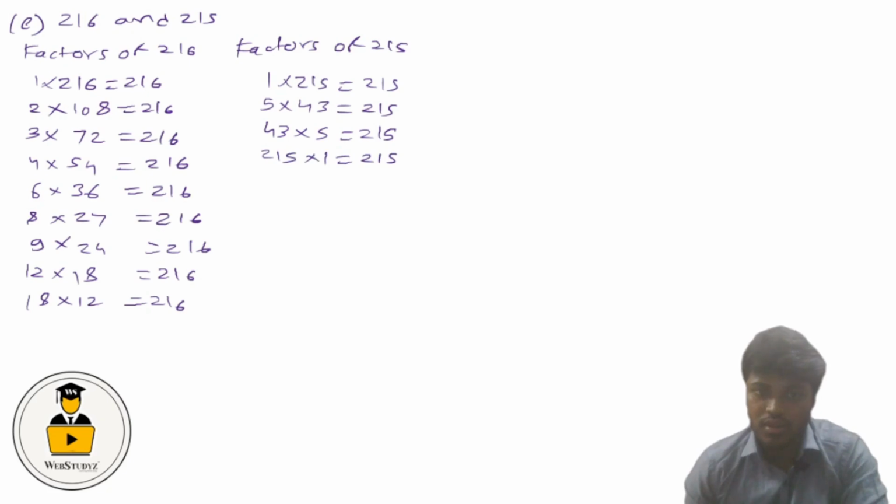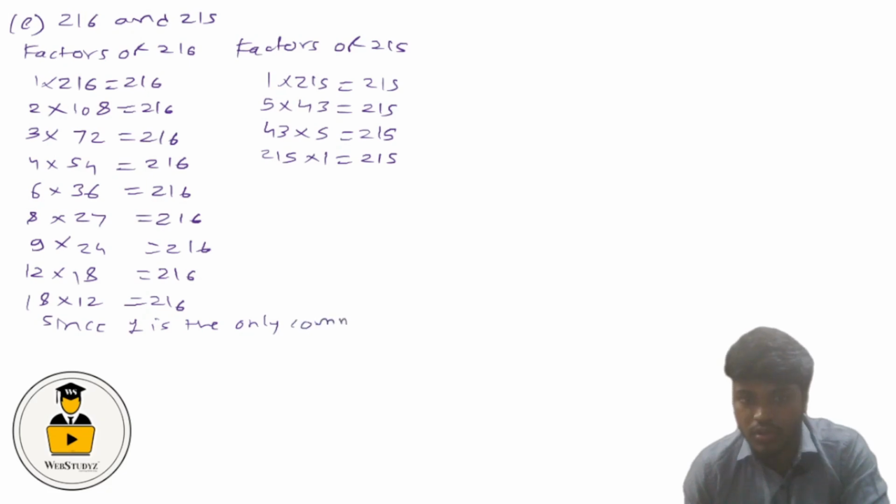Now let us find out the common factors. We can see that only 1 is the common factor. Since 1 is the only common factor, therefore we can say that 216 and 215 are co-prime numbers.